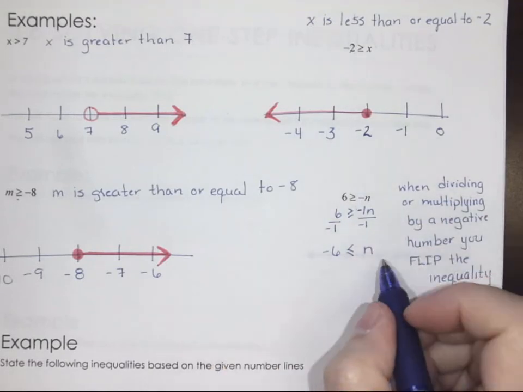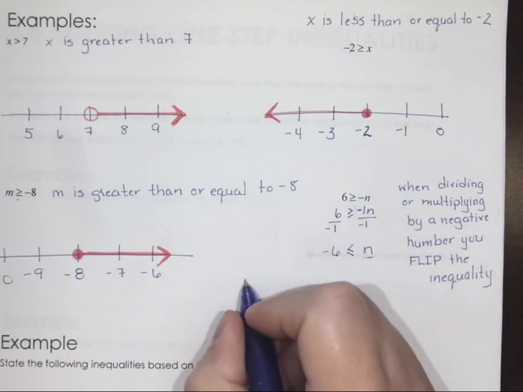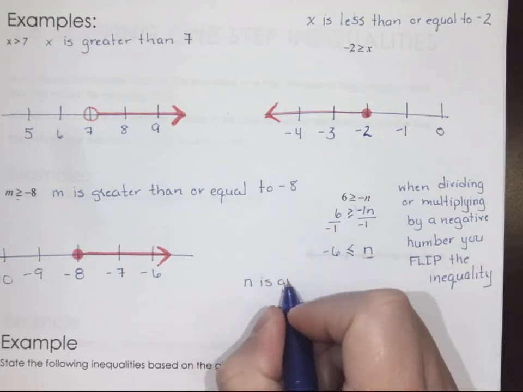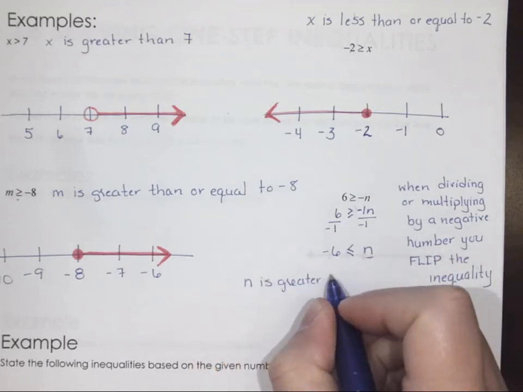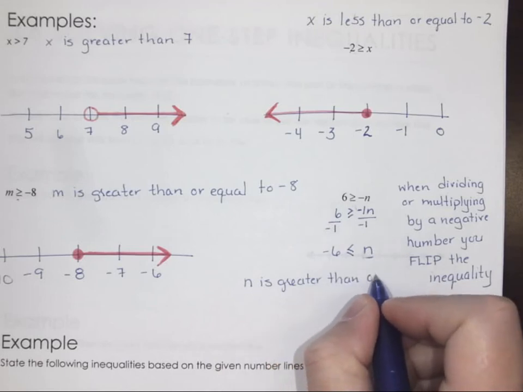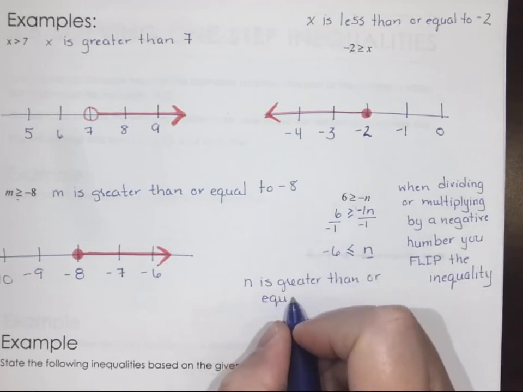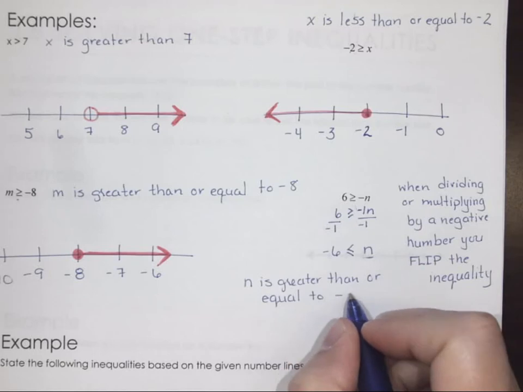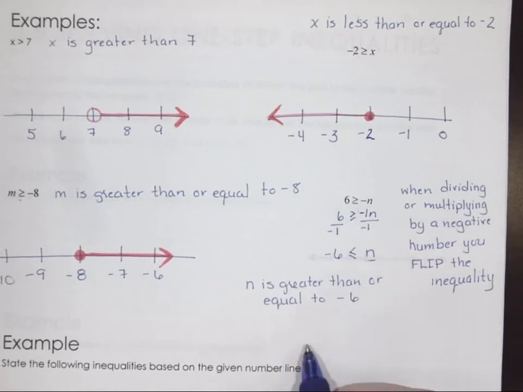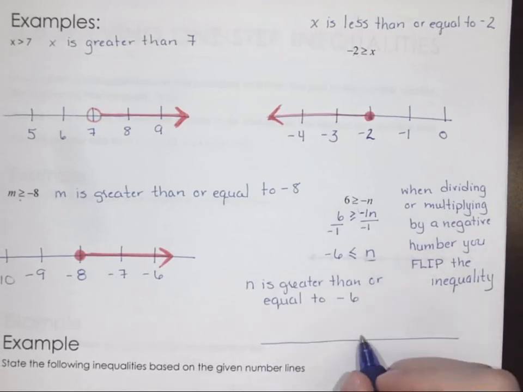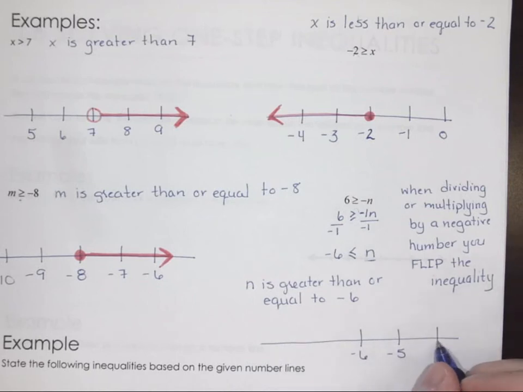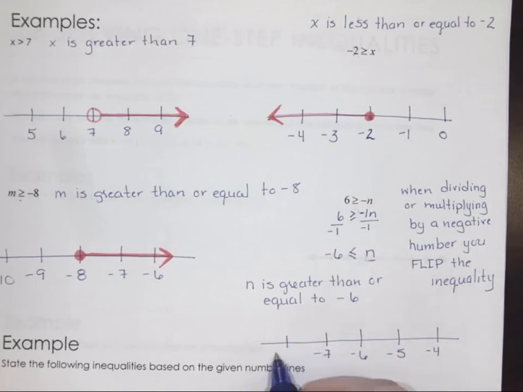So again, I'm going to read from this side. So n is greater than or equal to -6. It's a lot of writing for this question. So again, I'm going to drop on the -6. Values greater are going to be -5 and -4. Values less are going to be -7 and -8.